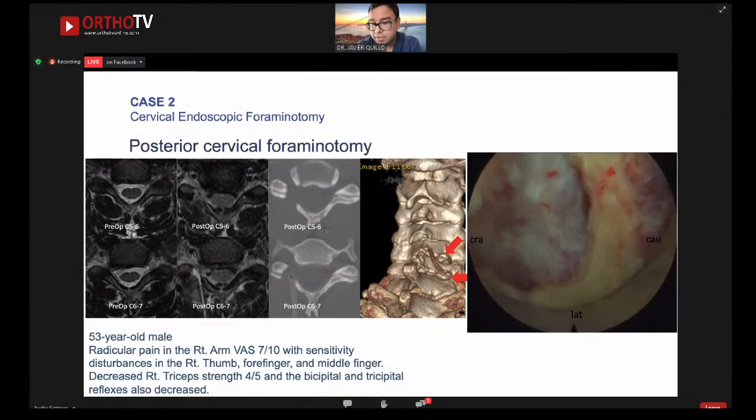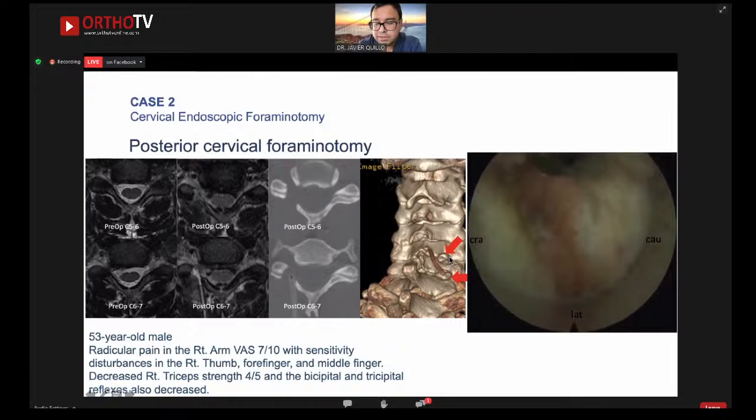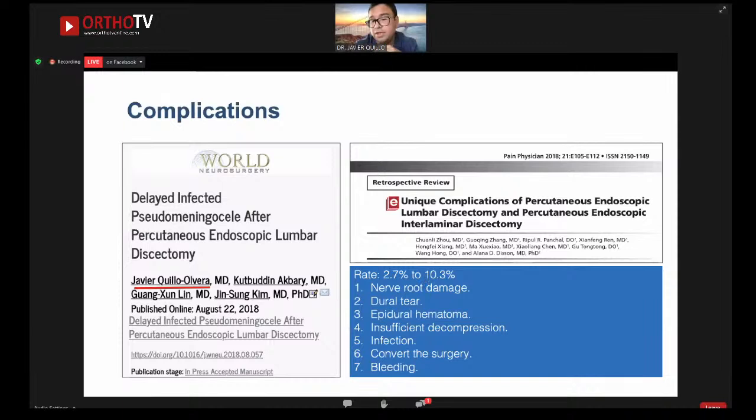Finally, you can observe both levels decompressed in the foraminal area without touching the whole facet joint, and we respected all the stabilizing structures. But endoscopy is not always good. We have complications, as Professor Sigdem-Mukmu mentioned in her talk. We have complications in uniportal endoscopy. The rate ranges from 2.7% to 10.3%.